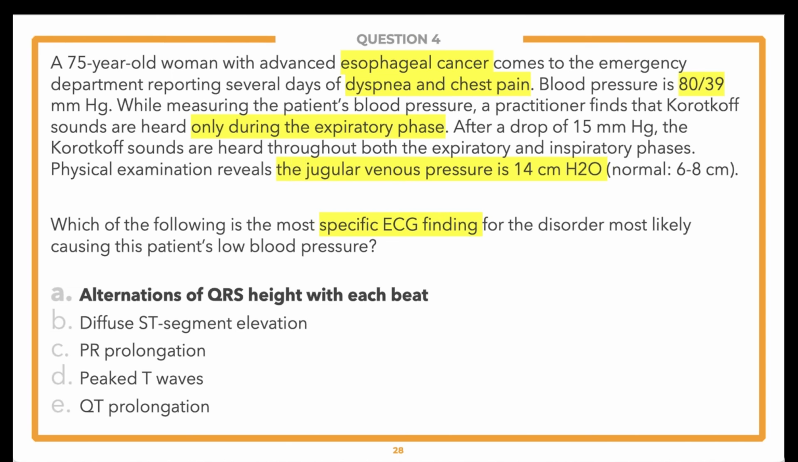B, another high yield one, diffuse ST segment elevation. Remember, we mentioned in the first question, ST segment elevation, when it's in those contiguous leads, II, III, aVF, V1, V2, that indicates an MI, a STEMI. But if it's diffuse, if every lead on my EKG has an ST elevation, does that mean I have a heart attack or myocardial infarction in all my leads? No. A diffuse ST segment elevation indicates a pericarditis. The entire heart is inflamed. That's why you have that elevation.